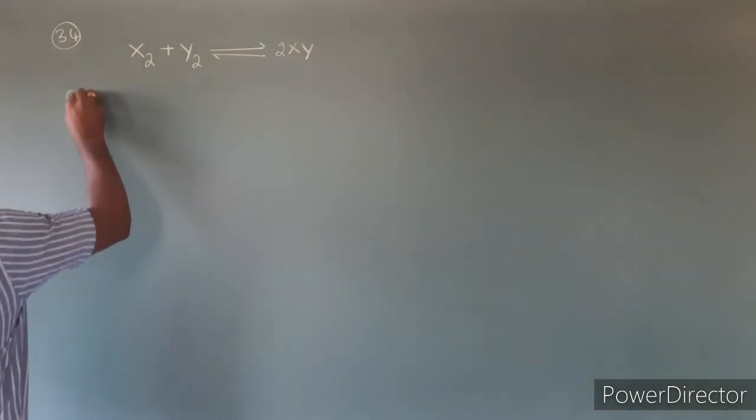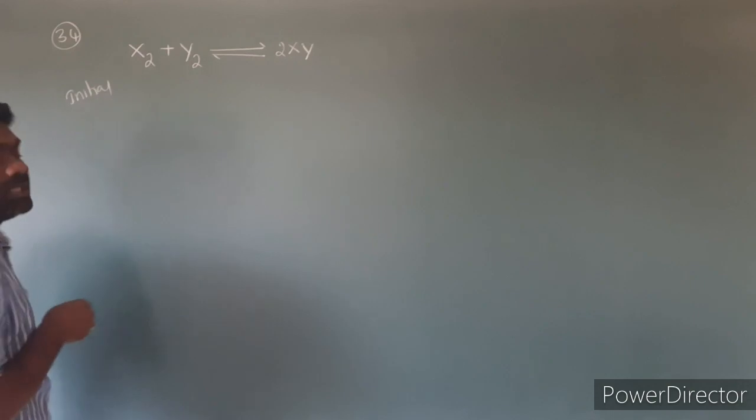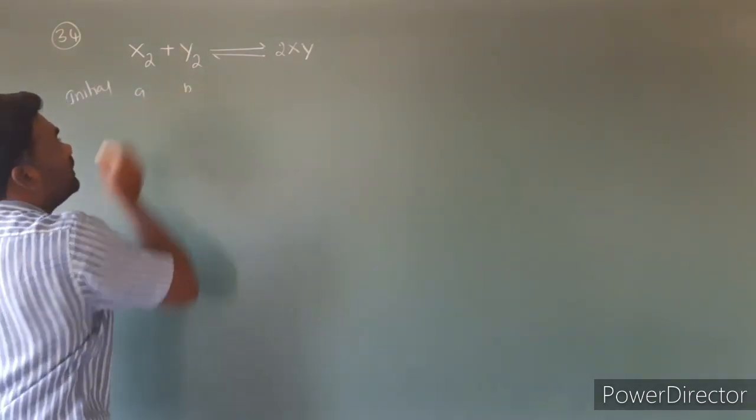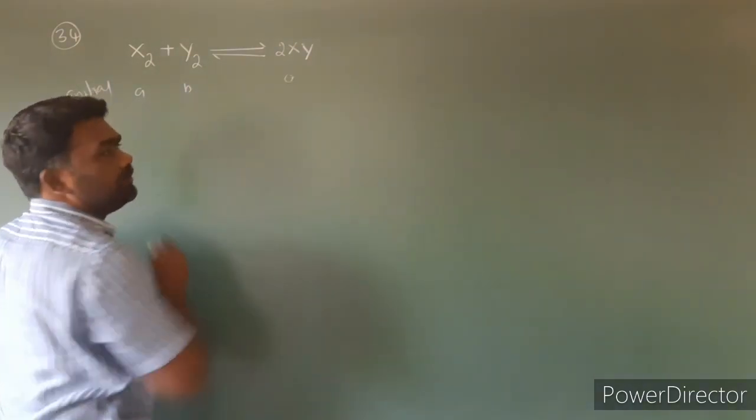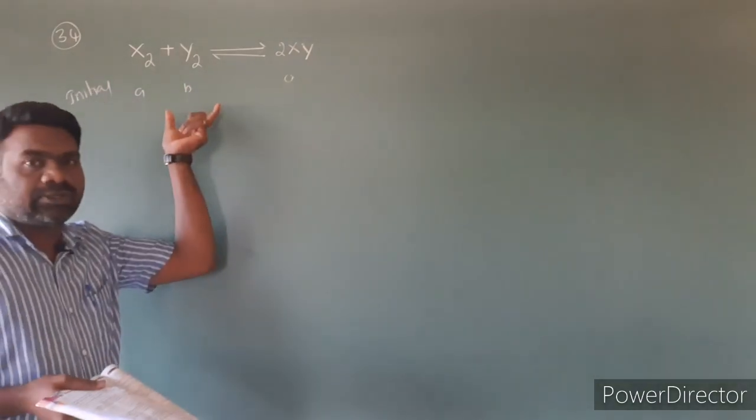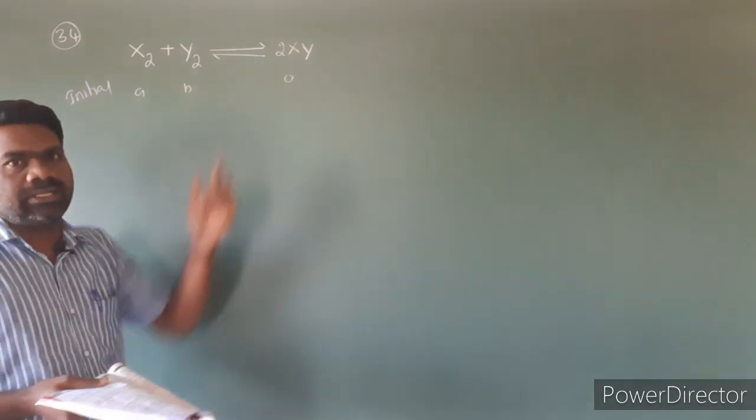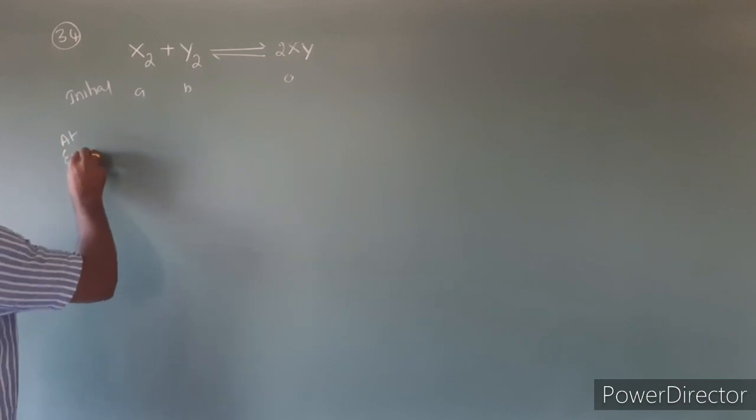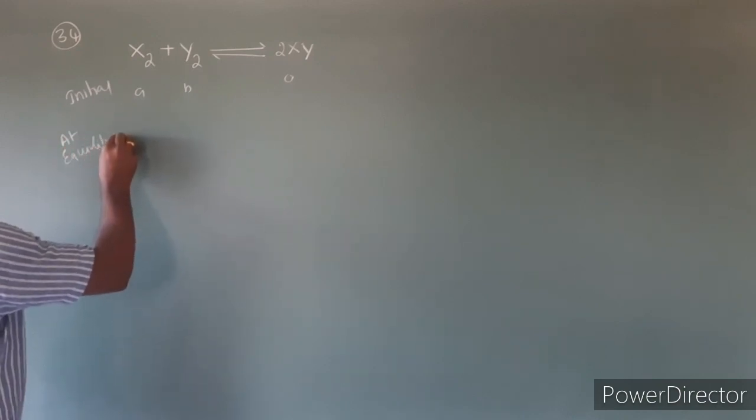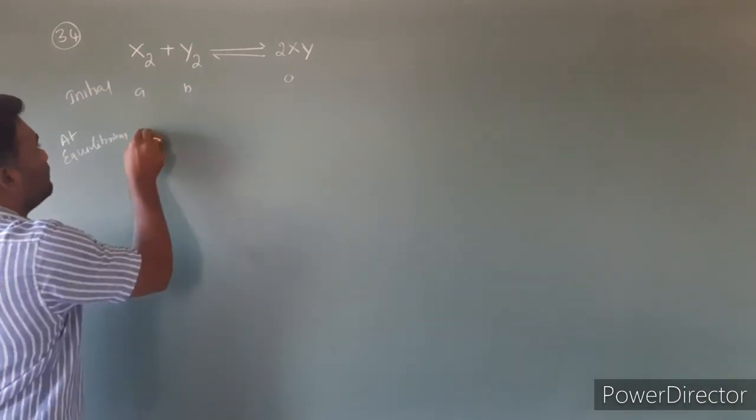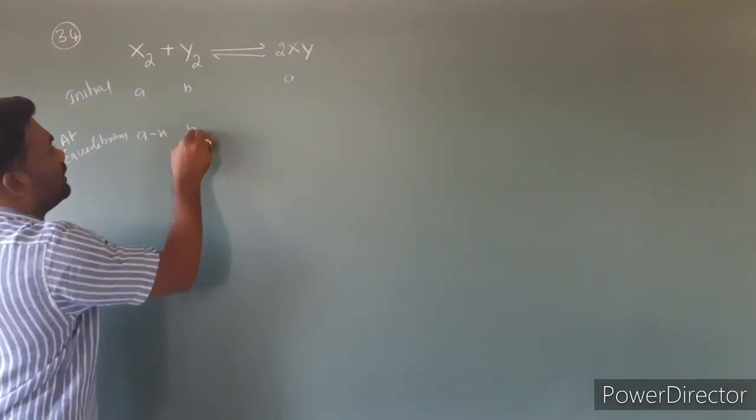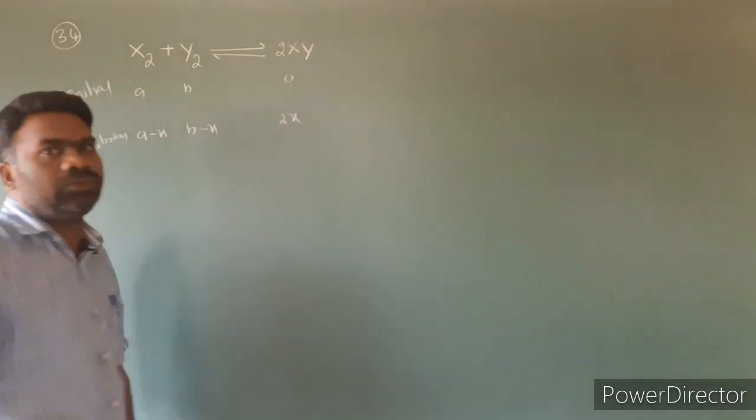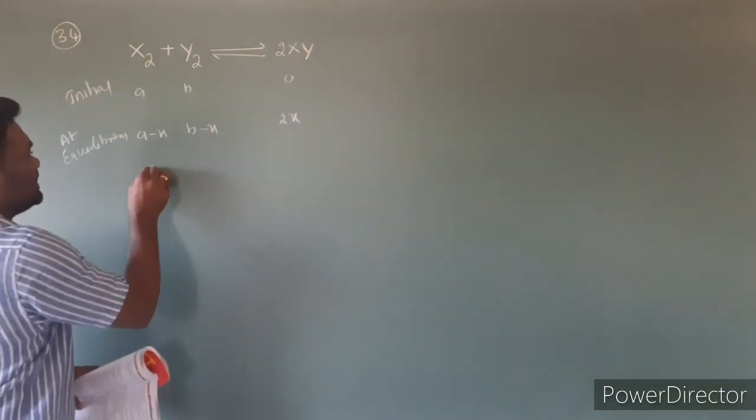The data given are the equilibrium concentrations. First we have to take the initial concentrations. Initial concentrations are not given, so I am labeling them as A moles per liter and B moles per liter. Initially XY will be 0, because the reaction has not started, so no product is formed. At equilibrium, X2 will be A minus x, Y2 will become B minus x, and XY will become 2x.